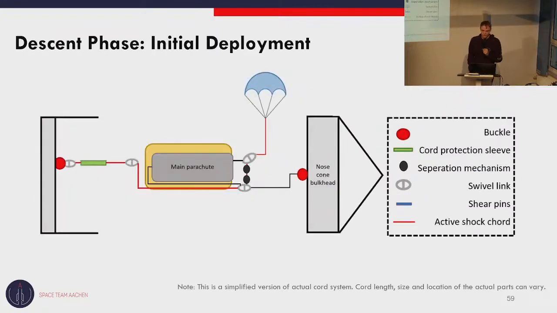When we reach apogee, the CO2 system will fire and the shear pins, which kept the nose cone attached, will snap and the nose cone will be ejected. Subsequently, it will pull the parachute hardware out of the body tube, inflate the drogue parachute, and the drogue parachute will help stabilize the rocket on its way down.